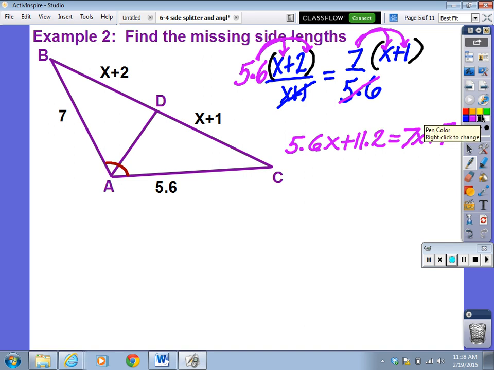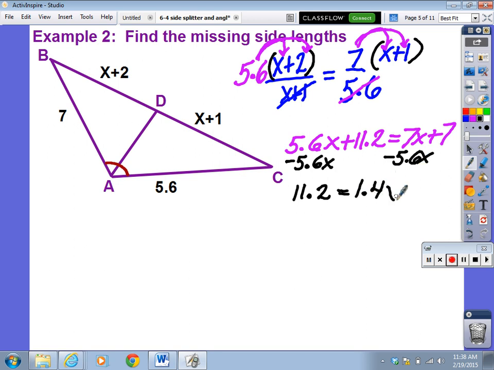Now there are other ways of doing this, but I'm going to bring my 5.6x over to this side. So minus 5.6x to both sides. I'm going to show all my work on this one. So on the left side here we have 11.2 is equal to, what's 7x minus 5.6x? 1.4x, so 1.4x, and then we still have our plus 7. So piece by piece we're trying to get x alone. What's my next step? Subtract 7. What's 11.2 minus 7? So 4.2 is equal to 1.4x.